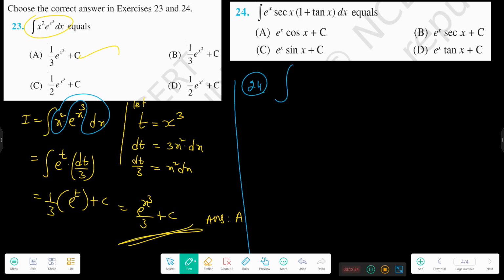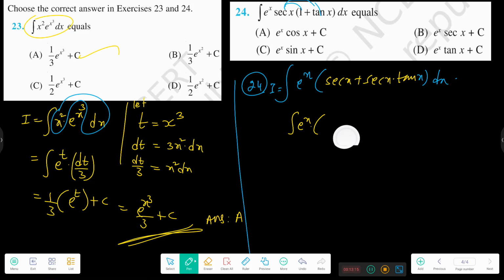Okay, next, question number 24. Integral e power x, secant you multiply inside. Secant alone you multiply: 1 into secant x plus secant into tan, it will be coming as it is, into dx. Children, listen. If you take this, the formula you people have remembered, right? Integral e power x into f of x plus f dash of x. Now what can you write here? e power x into f of x.